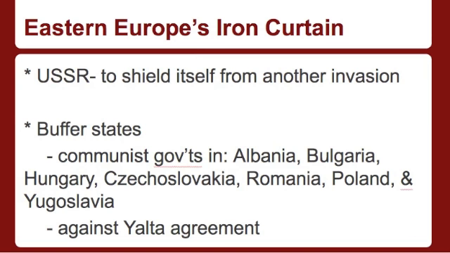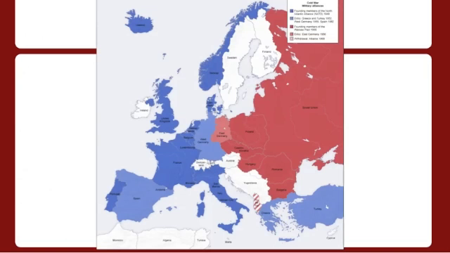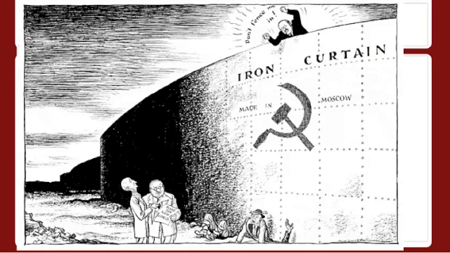So what happens next? In the East you have this sphere of influence by communism and the Soviets. Those are the red countries. And the blue is the sphere of influence of America and the Western nations. Here's a political cartoon of the Iron Curtain. Keep in mind the Iron Curtain was not a physical wall or barrier.